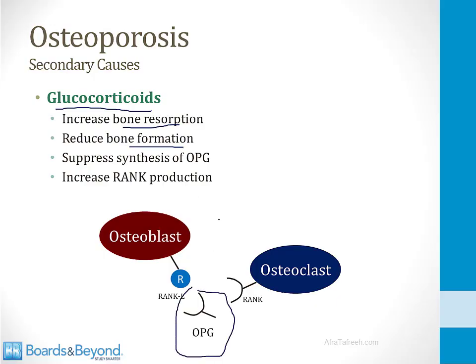They've also been shown to increase RANK production, that is the receptor found on osteoclasts. So many patients who have inflammatory conditions chronically require glucocorticoids for therapy. For example, patients with lupus or rheumatoid arthritis. These patients are at risk for osteoporosis and fractures.